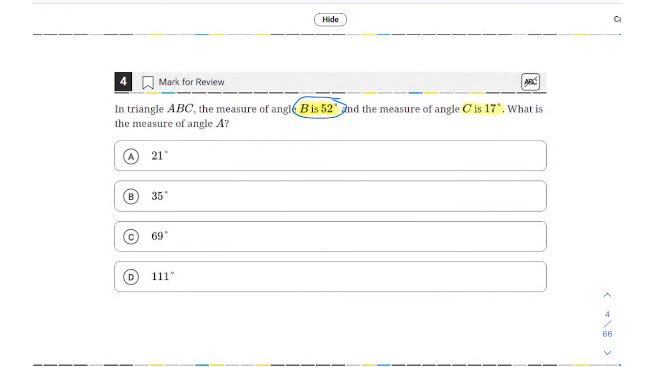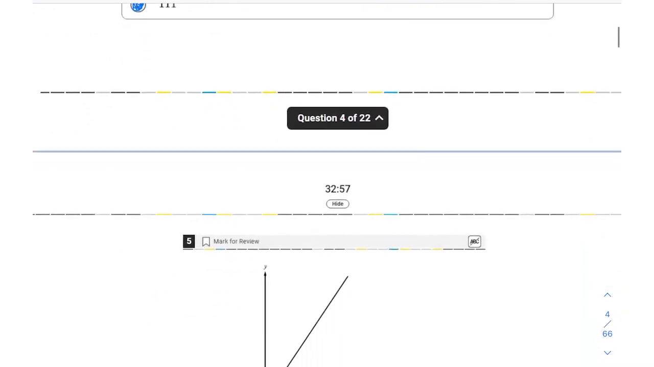We're going to do 52 and 17, which adds up to 69, and then we're going to do 180 minus 69, and that comes out to be 111, which is answer choice D here. So again, with triangles, if they give you two angles and they're looking for the third, then you're going to take the sum of those two angles, subtract it from 180, and there's your answer. Now let's move on to question 5.